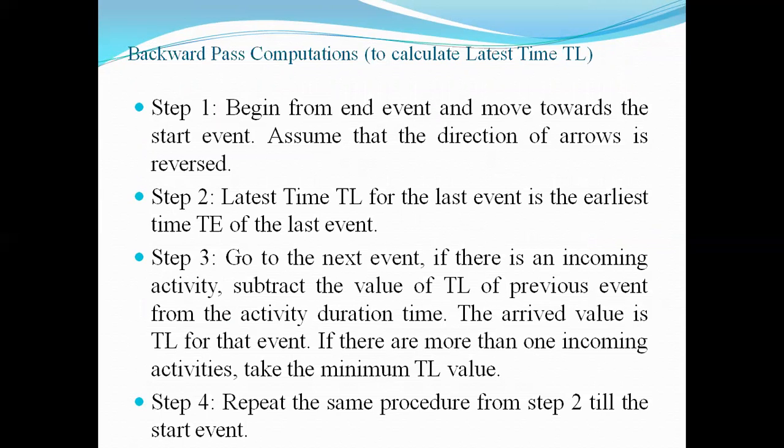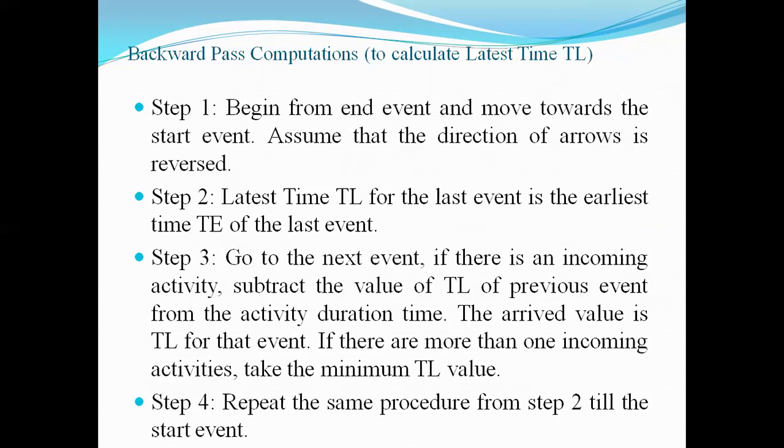So begin from the end event and move toward the start event. Assume that the direction of the arrow is reverse. Now the latest time TL for the last event is the earliest time TE of the last event. Similarly, as we calculate the TE, the value of the TL can be calculated by moving from the end to the starting activity, assuming the direction of the arrow is reverse.